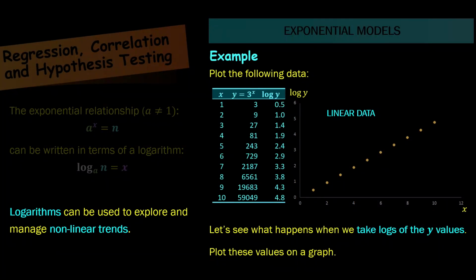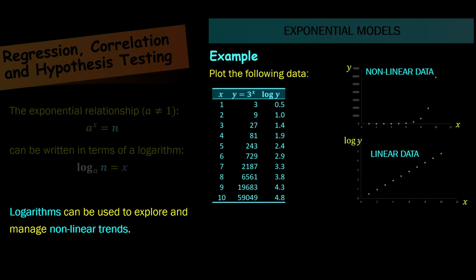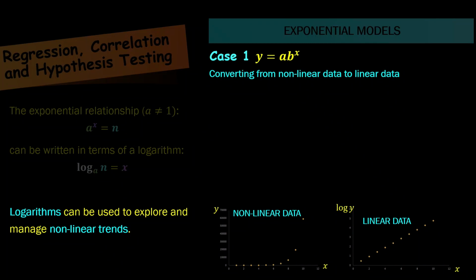Clearly, if we plot log y against x, we get some linear data. So here's the non-linear data, and here's the linear data towards the bottom of the screen. The data goes from non-linear to linear data by just taking logs. So if we have an equation of the form y equals a times b to the power x, how do we convert it from non-linear to linear data?